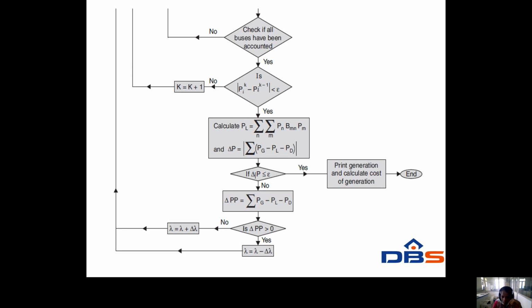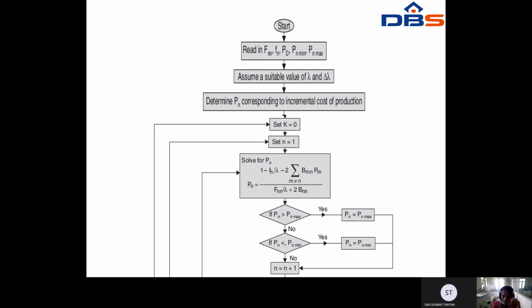Next, checking another condition: if delta P is less than or equal to sigma, then it prints the generation, calculates the cost of generation, and ends. So when this condition is satisfied, these are all the steps.